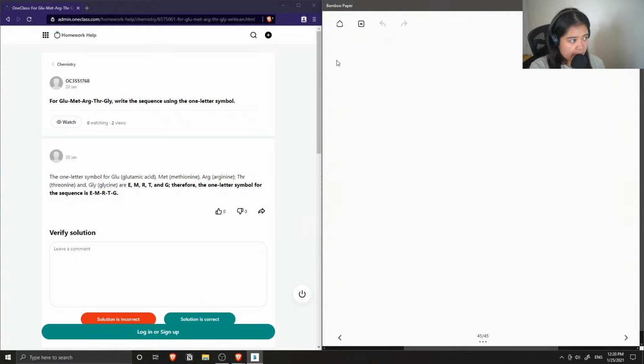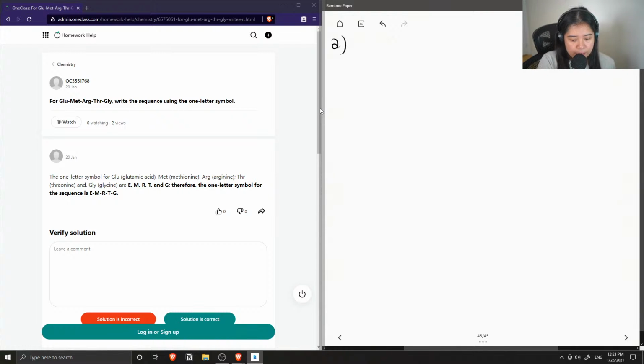Okay, so question number 2. For this amino acid sequence, we have GLU, MET, ARG, THR, and GLY. So these are all the 3-letter symbols for these different amino acids, and they want us to write the sequence using the one-letter symbol.